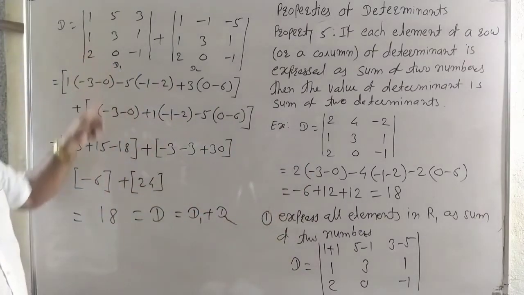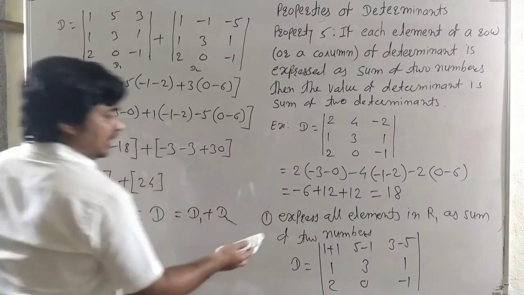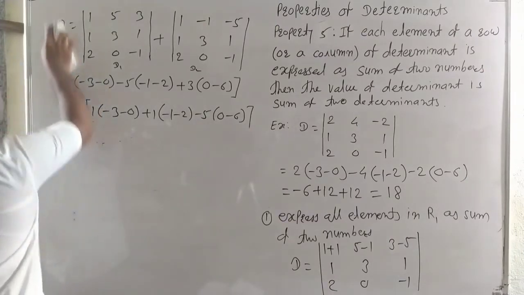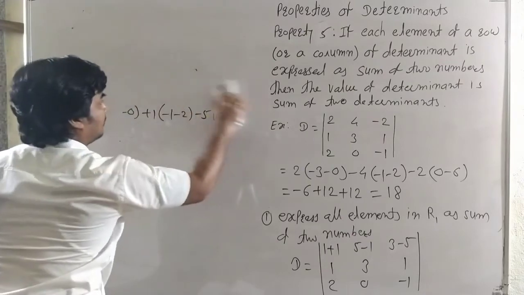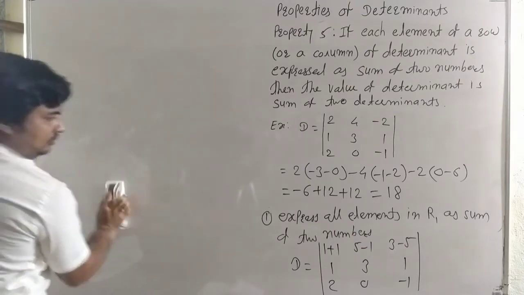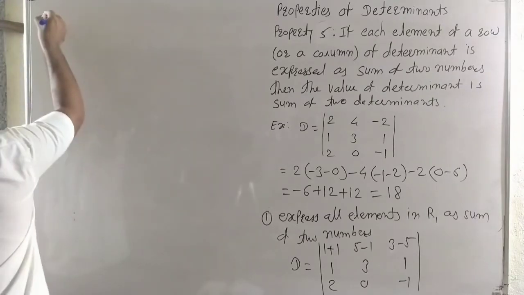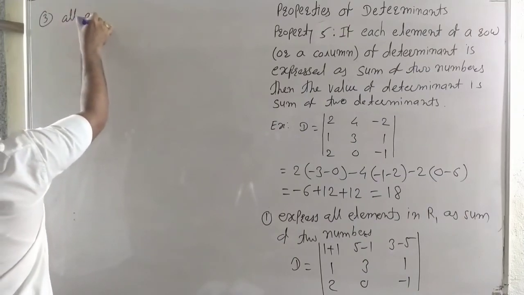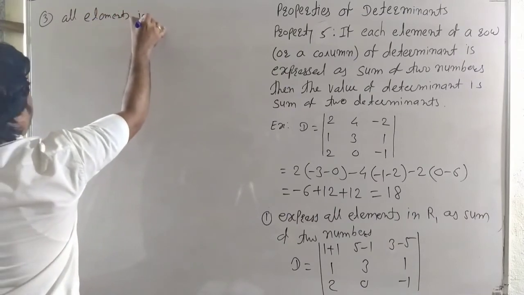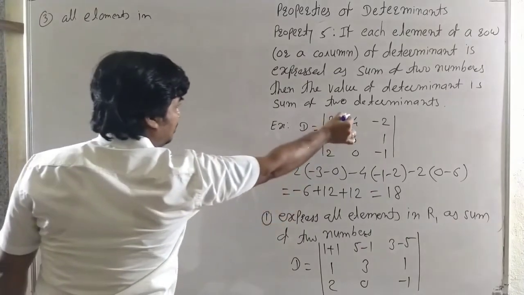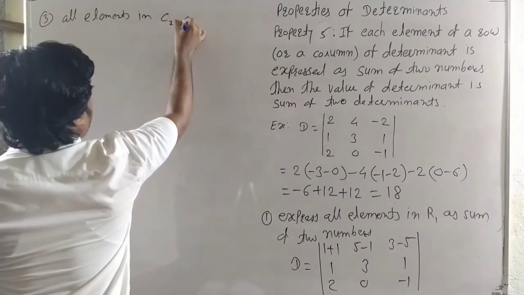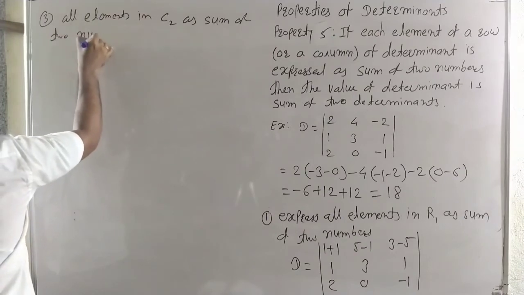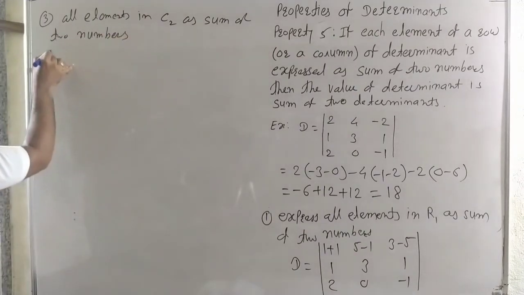Okay, here check this. Here we can express all the elements in row 1, or another row, row 2, row 3, or column 1, column 2, column 3, any one. Suppose we express all elements in C2 as a sum of two numbers. Okay, then the original determinant we can write here.